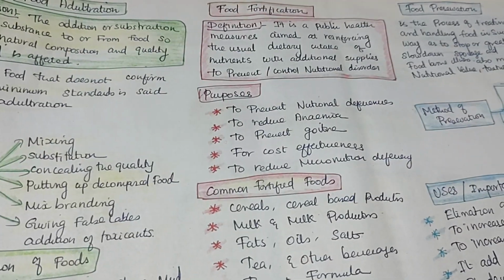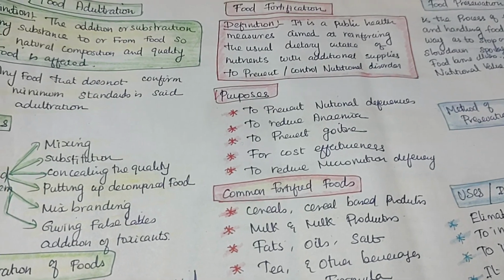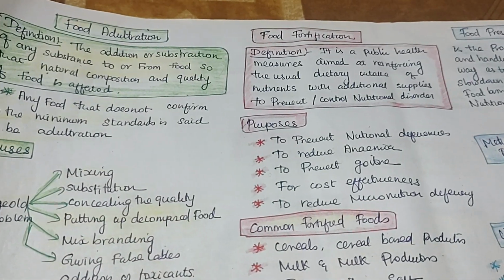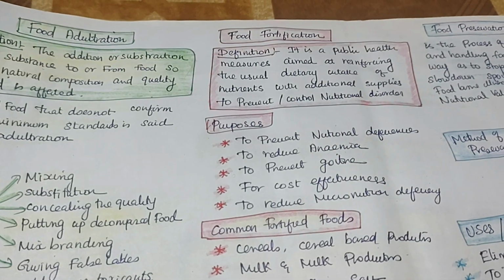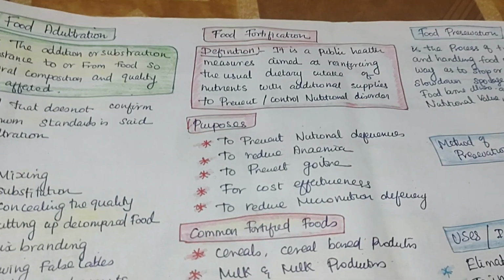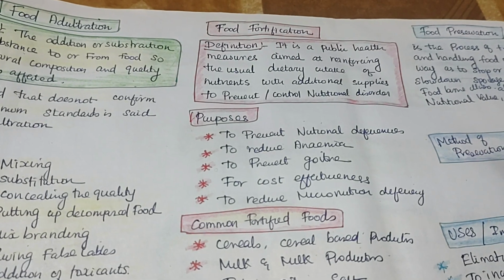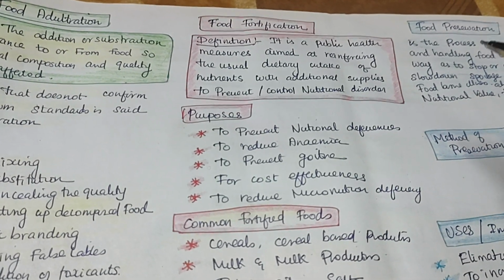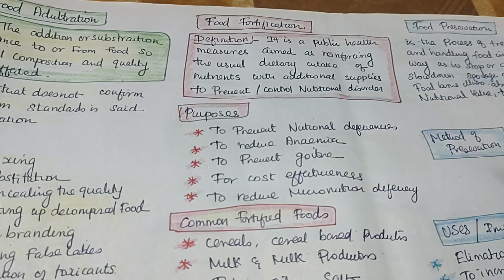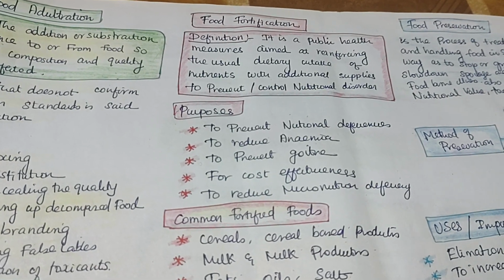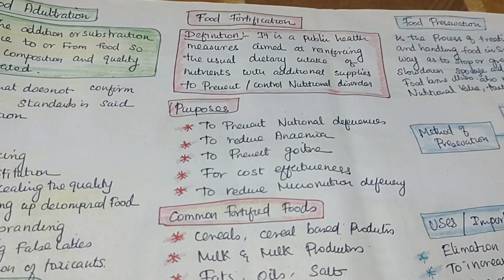So this is called food adulteration. What is called food fortification? This is also adding something, but here it is adding for the public, for the health aspects. Adding something with nutritive value to prevent some nutritional disorders. We are adding that, and that's called food fortification. It's a public health measure aimed at reinforcing the usual dietary intake of nutrients with additional supplements to prevent and control nutritional disorders.